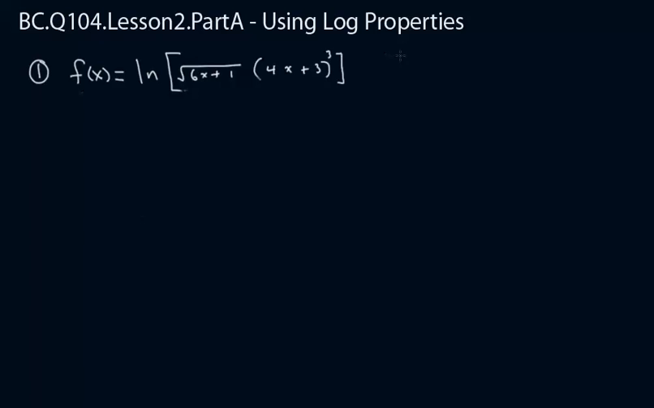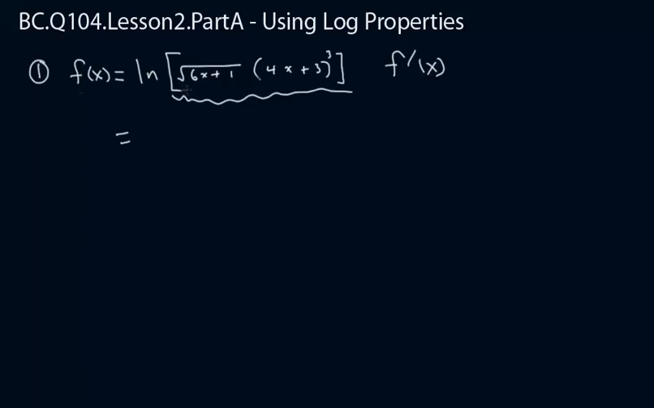So the goal of the problem is to find f prime of x. That's the goal. However, we don't want to jump right into this. We would have 1 over all of this stuff, then times the derivative of the stuff, which would involve chain rule and product rule. So let's see if we can't, before finding the derivative, use some properties of logs.